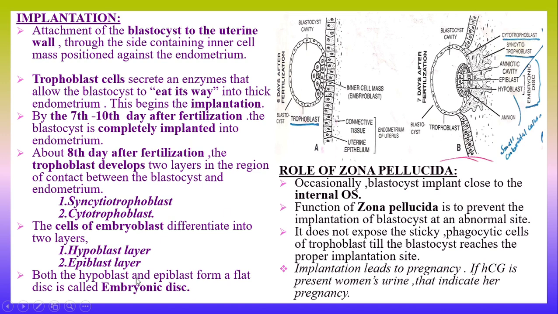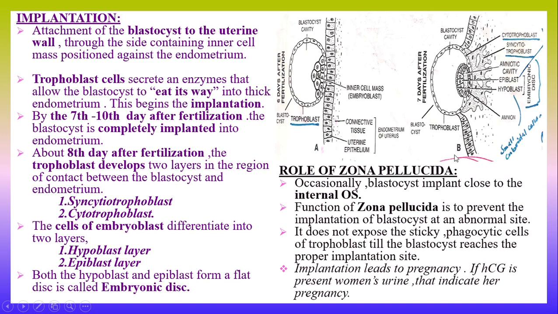Both the hypoblast and epiblast form the flat disc is called embryonic disc. This is called embryonic disc. Epiblast, hypoblast. ரெண்டு லேயர் தெரியுதா? இந்த ரெண்டு லேயர். இது ஒரு லேயர், கீழ இது ஒரு லேயர். This is the epiblast, this is the hypoblast. These two layers form the disc is called embryonic disc.